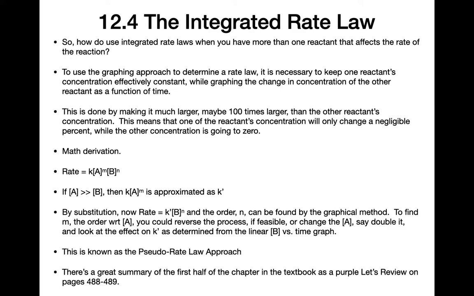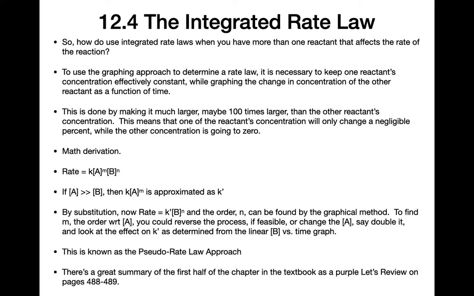I can bundle them together and call it k prime. And now by substitution, my rate law looks like rate equals k prime B to the n. So now I've effectively turned a rate law with two reactants into a rate law with only one reactant affecting the rate. And so by graphing the concentration of B versus time, and the natural log and the reciprocal of it, I can use the graphical method to solve for n and k prime. Now k prime is not k, but k prime is a constant.